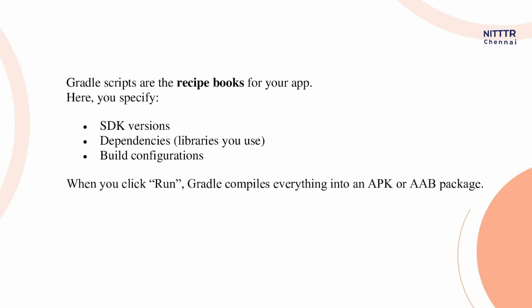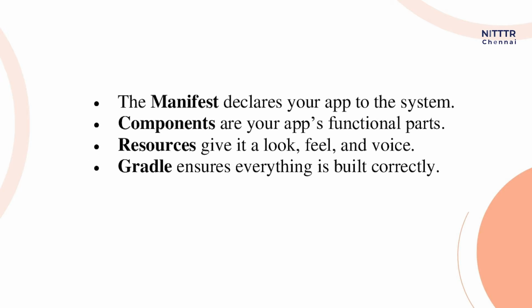And the next important file is the Gradle script, or the recipe book for your application. So, here you specify the SDK version, dependencies and build configurations. So, when you click the run button, Gradle compiles everything into an APK or AAB package. So, putting it together, the manifest declares your application to the system. Components are your application's functional parts and resources give it a look, feel and voice. Gradle ensures everything is built correctly.